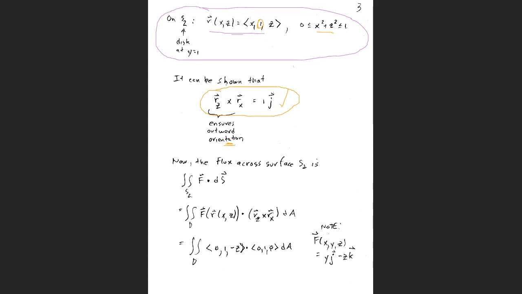Now, if you ended up doing Rx cross Rz, you would just say, oh, okay, well, that's negative 1j. That means the inward orientation. Negative 1j is the negative orientation, inward. I want positive orientation, so I'll just make it a positive 1j. So that's the one thing you have to always check, that you have outward orientation for your problem. And then you just compute the flux.